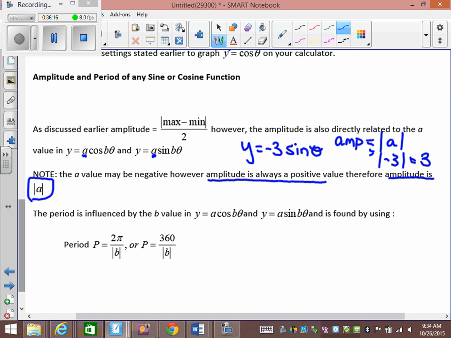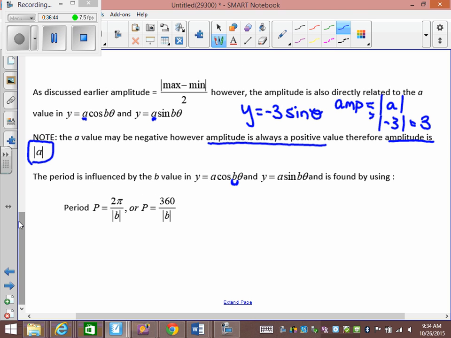So what's the only thing that changes my period? Horizontal stretch, right? What's the horizontal stretch? The value in front of the x value, or theta in this case, or t, or w, whatever the other variable is, okay? So for this one, it's theta. So that b value is going to change the period of my graph, correct?